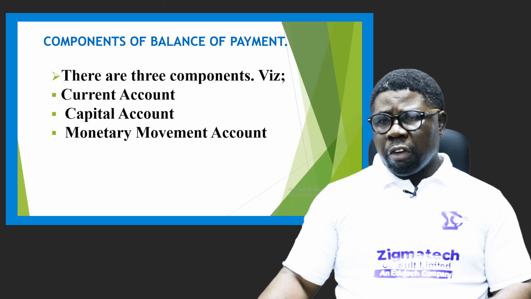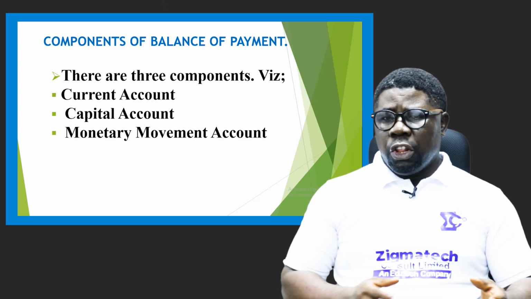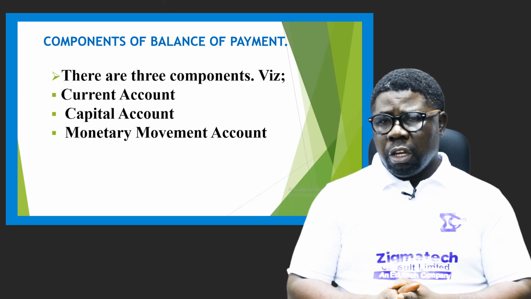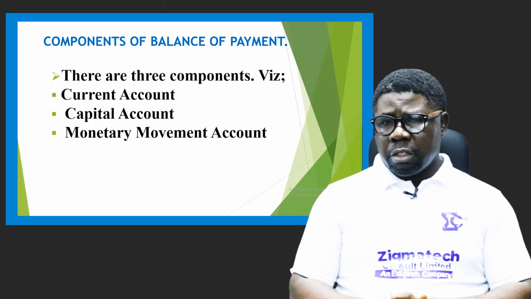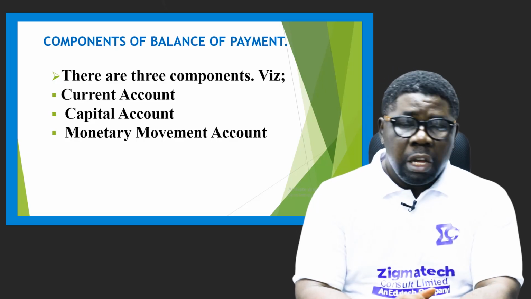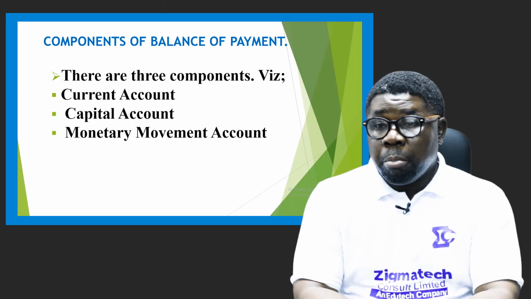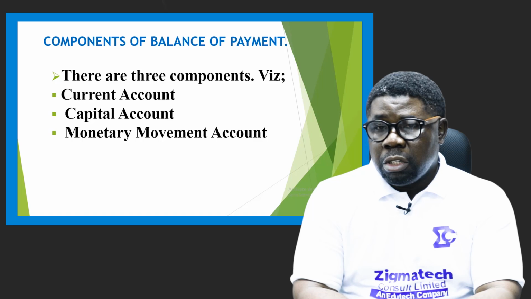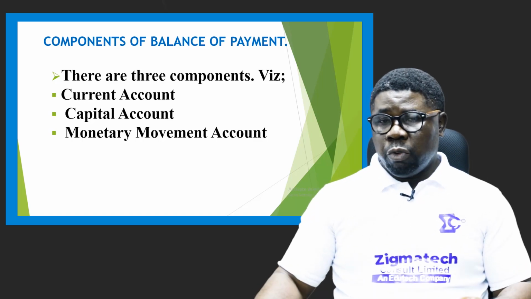So we have the components of balance of payment. There are three components in balance of payment, all right? Number one is what? Current account. Number two is what? Capital account. And the third one is what? Monetary movement account. Okay, let's look at this individually.